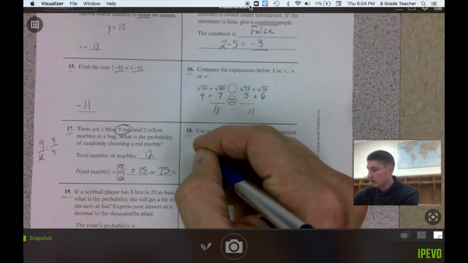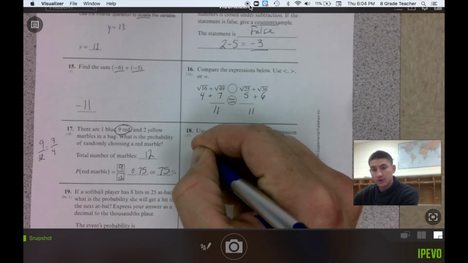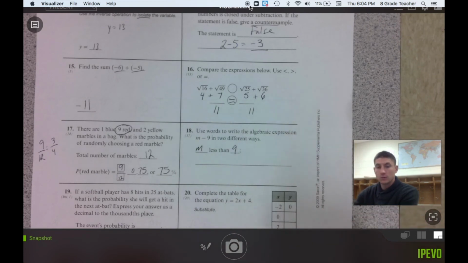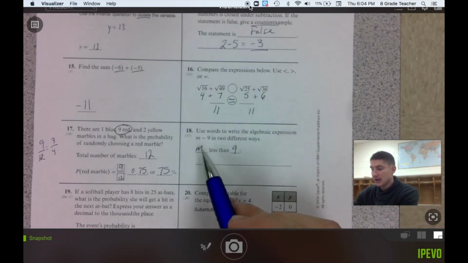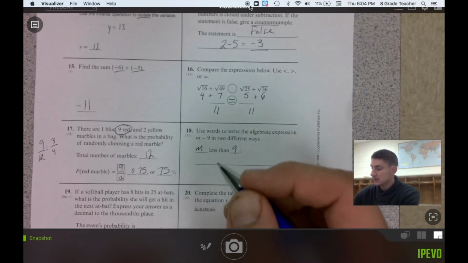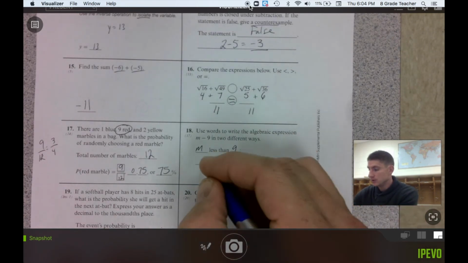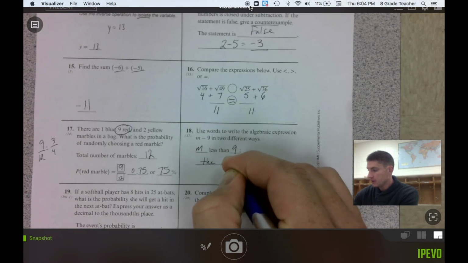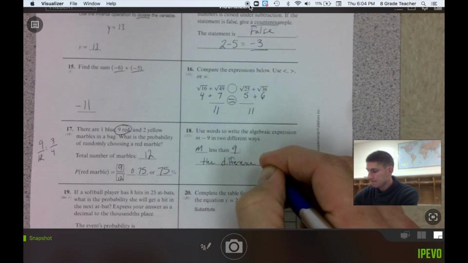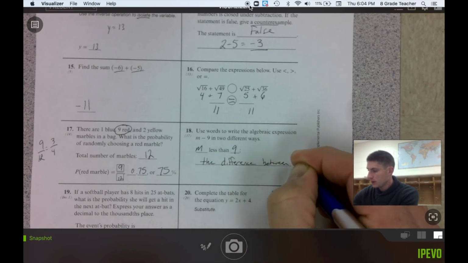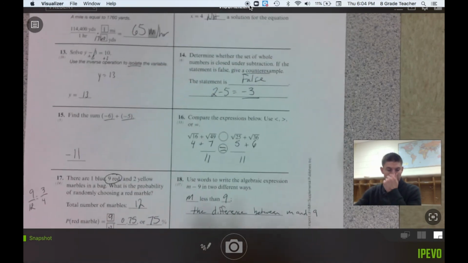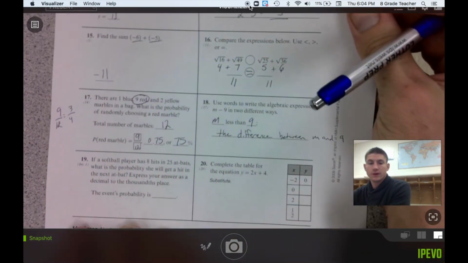Number 18, use words to write the algebraic expression m minus 9 in 2 different ways. Here in this first one, you're going to plug in the numbers and the variables that it gives you. So m less than 9 would be a good way to say that. Another way to say m minus 9 would be to write it out as if it is the operation that's being used. The difference between m and 9. Difference is a way in which you're going to refer to a subtraction problem.